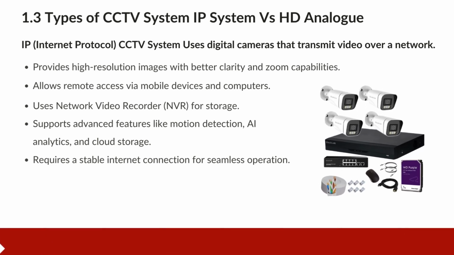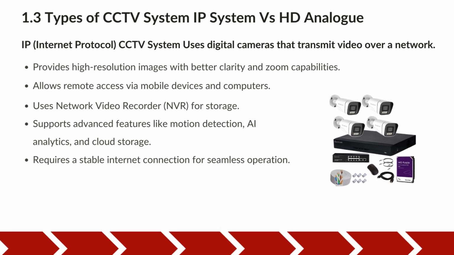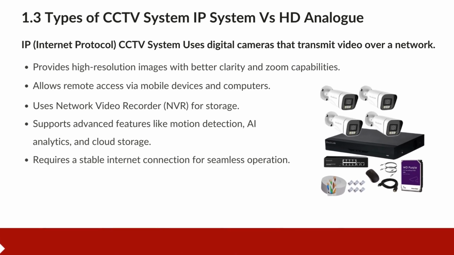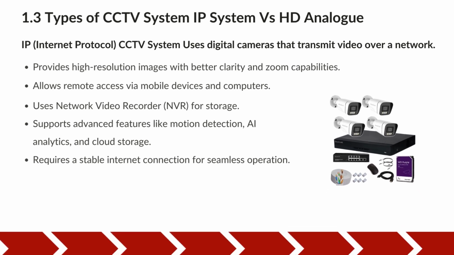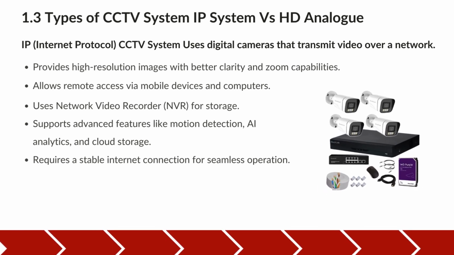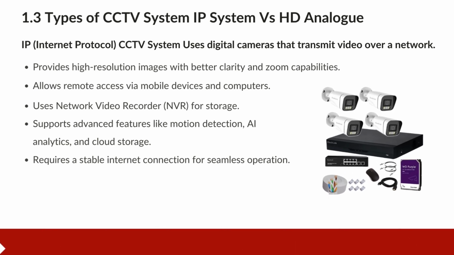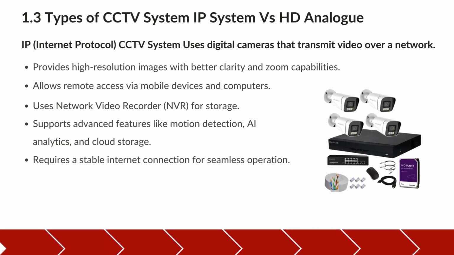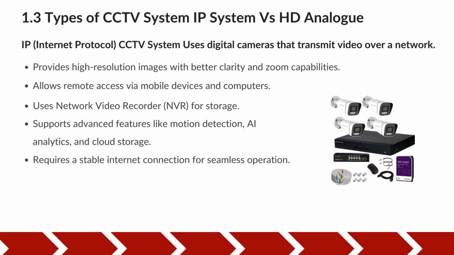The IP cameras, the IP there stands for Internet Protocol, meaning that each of the cameras can be assigned an IP address. The camera on its own can take an IP address. That's number one difference. Alright? It can work on its own. It can transmit video and audio over the network. That's the IP camera.